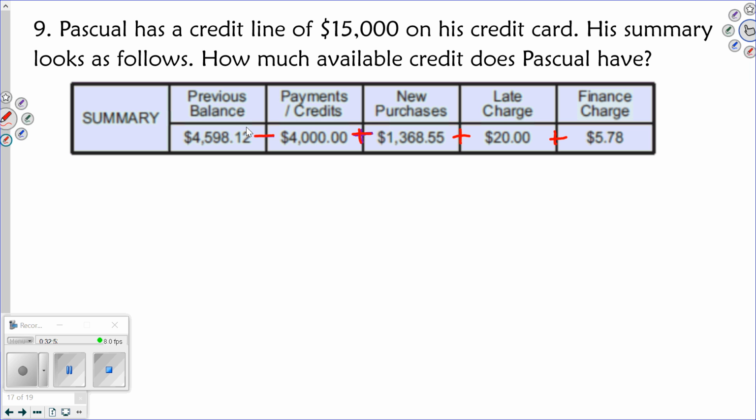Okay, so let's go ahead and do the math on that. So $4,598.12. Made a $4,000 payment, which is good. But then he charged another $1,368.55. Didn't make the payment on time, so he has to pay another $20 in late fees, and has a finance charge of $5.78. So the new balance would be $1,992.45.